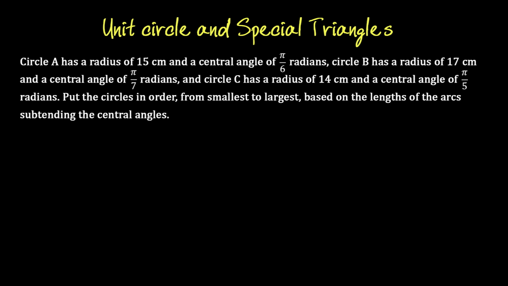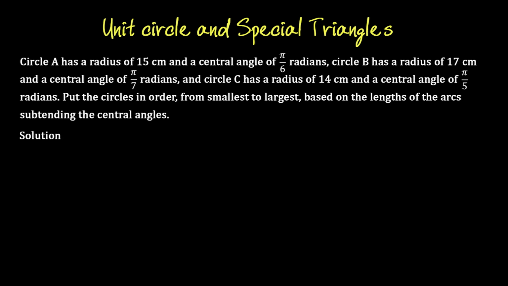Circle A has a radius of 15 centimeters and a central angle of pi divided by 6 radians. Circle B has a radius of 17 centimeters and a central angle of pi divided by 7 radians, and Circle C has a radius of 14 centimeters and a central angle of pi divided by 5 radians. Put the circles in order, from smallest to largest, based on the lengths of the arcs subtending the central angles.